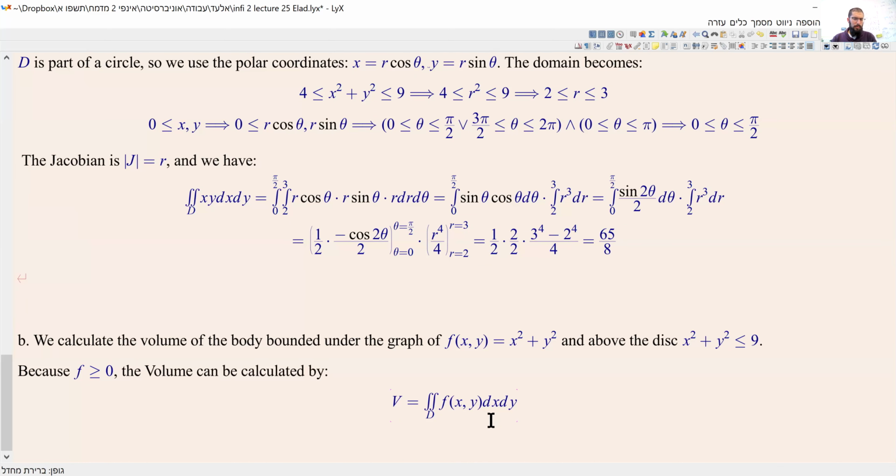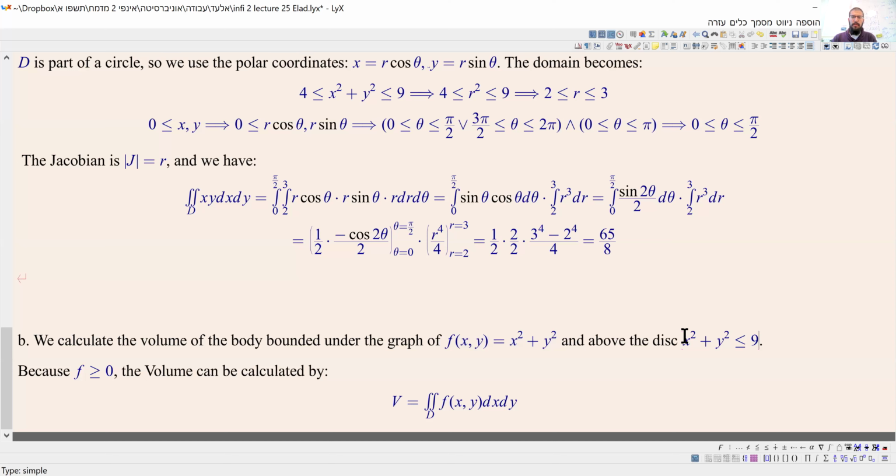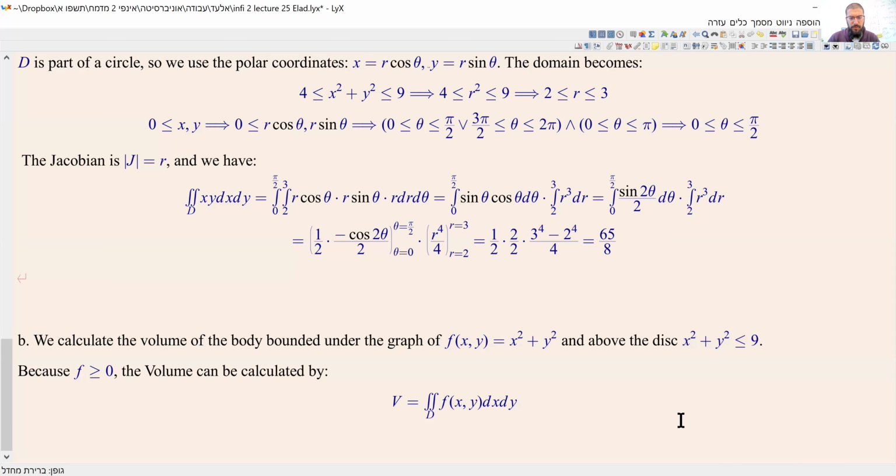Now, it's a small point, but let's say it out loud. We use polar coordinates, and that's why, not because of the function. Yes, the function looks like a function that will look better in polar coordinates, but it's not important. What's important is the domain. Because the domain is a disk, we use polar coordinates. So we try polar coordinates.